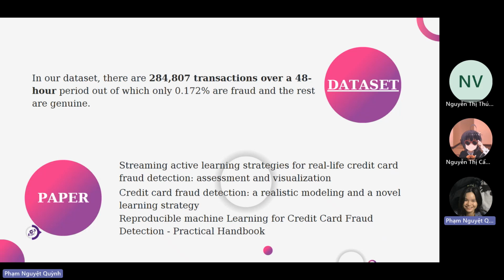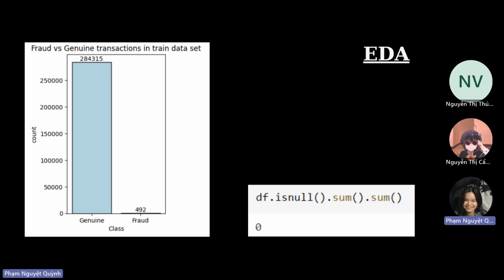This dataset was widely used in many papers as shown below. As you can see, the dataset is pretty imbalanced and it contains only numeric values. The time and the amount columns are not transformed. The class column serves as the response variable, indicating 0 for genuine and non-fraudulent transactions and 1 for fraudulent transactions. Additionally, there are no null values in the entire dataset.